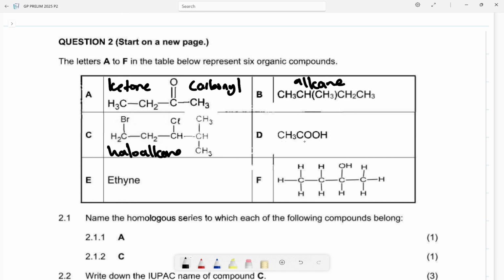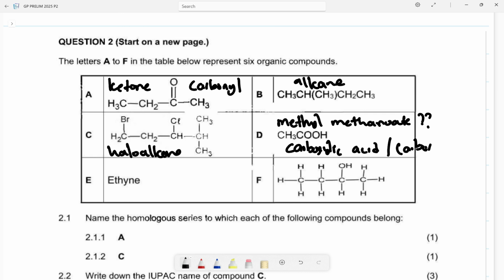This one, CH3COOH, I know this is a carboxylic acid. The one with COOH is a carboxylic acid, and its name is easy. Not necessarily easy, but I can say this is methanoate. Remember it is a carboxylic acid, and the functional group is carboxyl. And remember when I mix this with an alcohol, it gives me an ester.